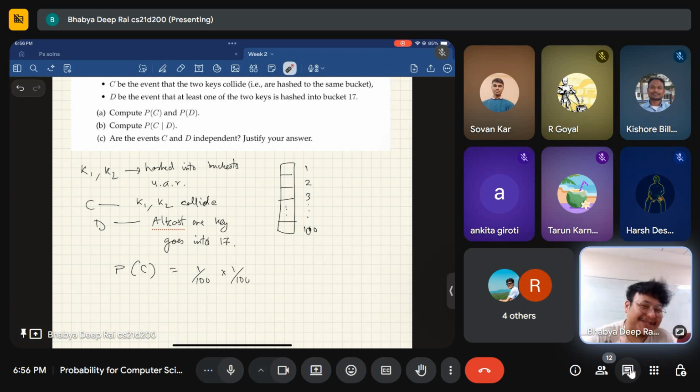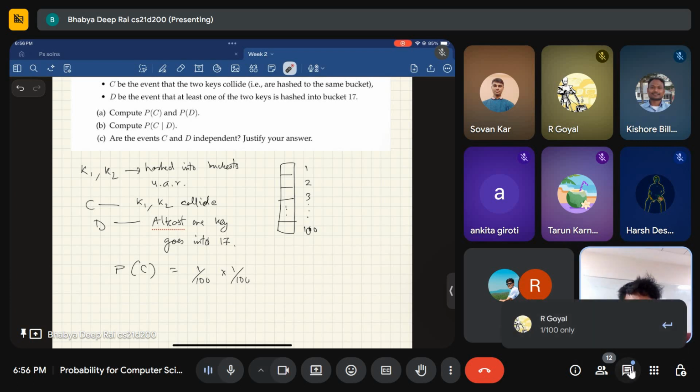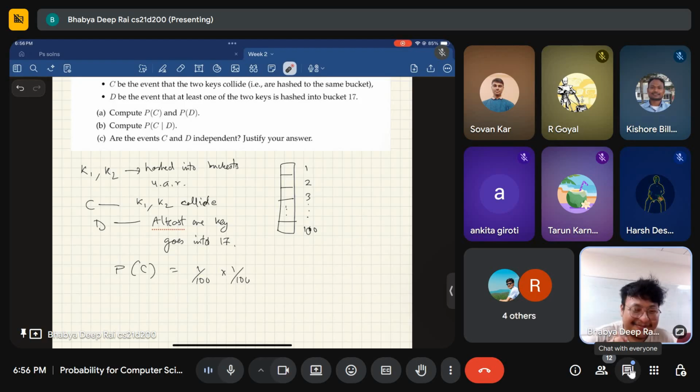The first step is still an issue. Why should the first be 99 by 100? It should be 1 by 100 only, because the only constraint is that the second key should follow the first key. K2 should be mapped to wherever K1 was getting mapped. K1 has no such restriction.